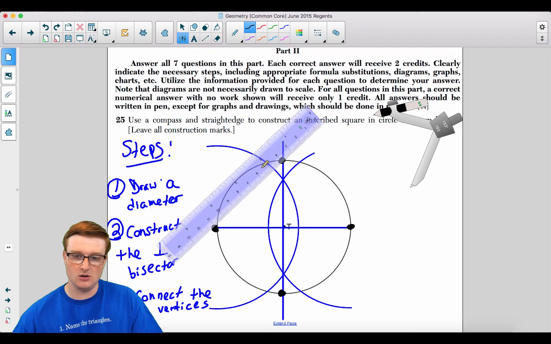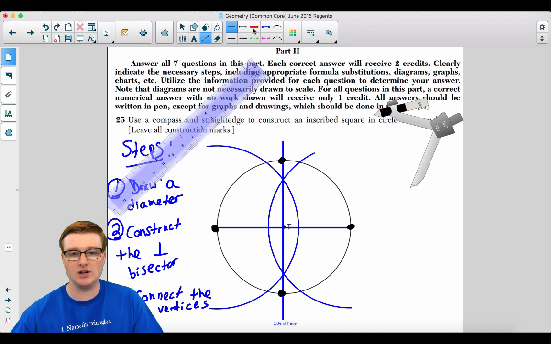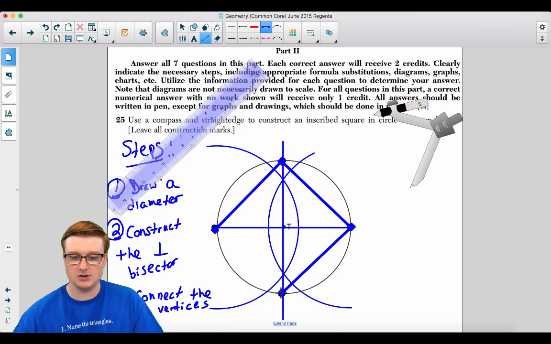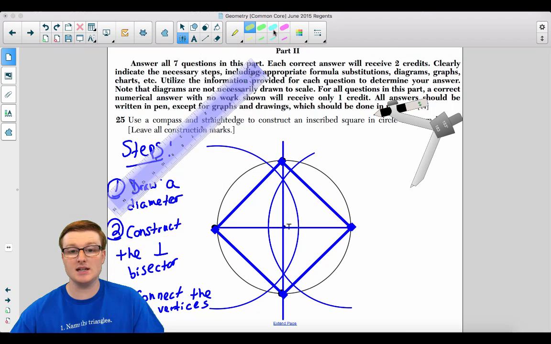All right, so actually, you know what? I'm just going to use a straight tool. So there's 1, there's 2, there's 3, and there's 4. And that, ladies and gentlemen, is your square.